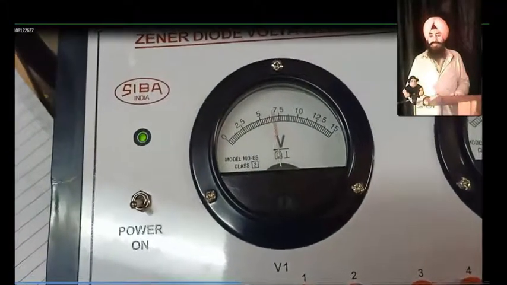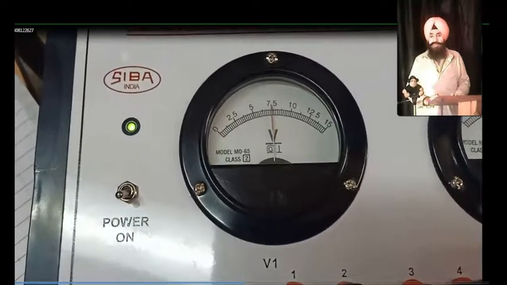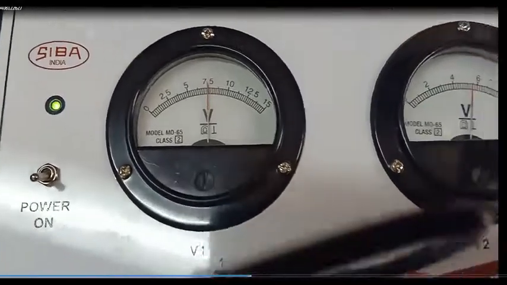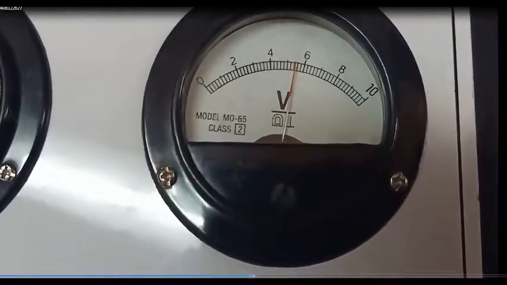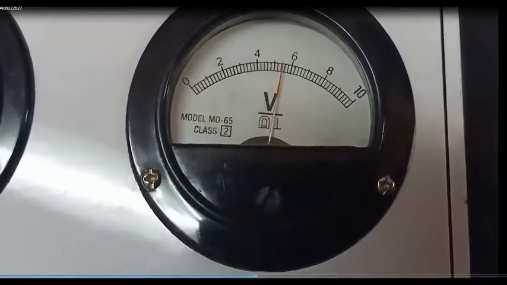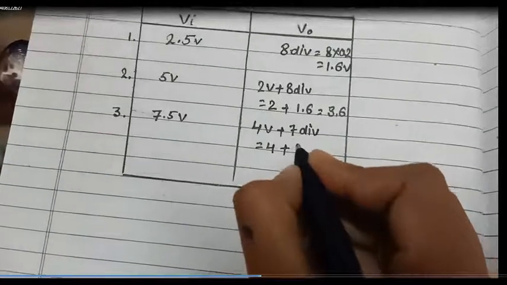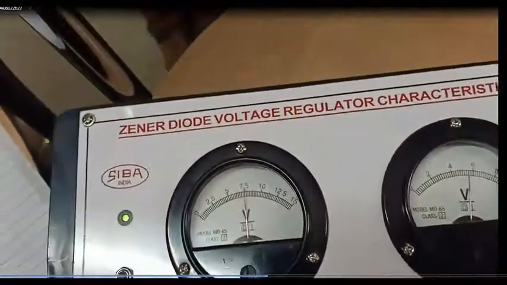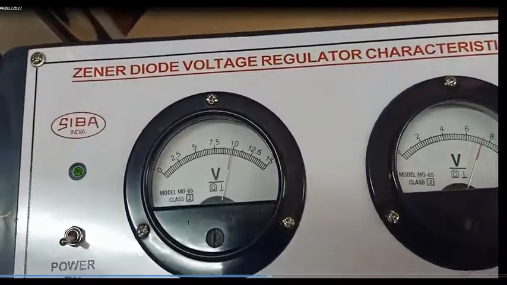Now then, if input is 7.5, what is the output voltage? Note down. Okay, here. Now there is 7.5 volts. Note down what is the output voltage for 7.5. It is, I think, 7 divisions, 4 volts and 7 division or so. And 1 division, you know, corresponds to what? 0.2. So this is the total voltage. So similarly, you find the other value.